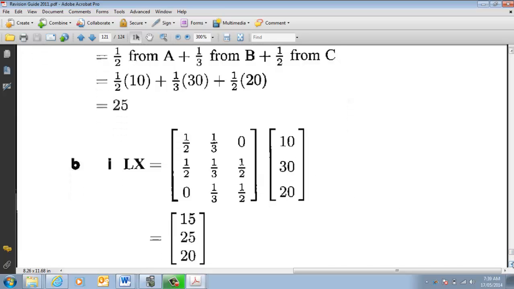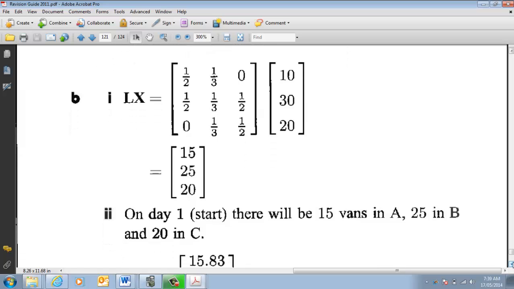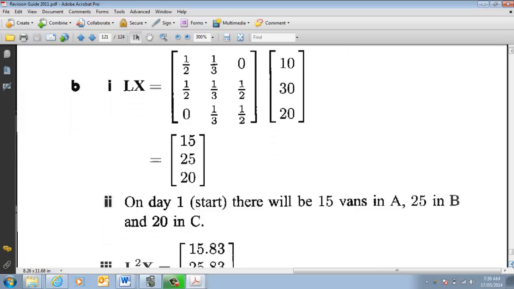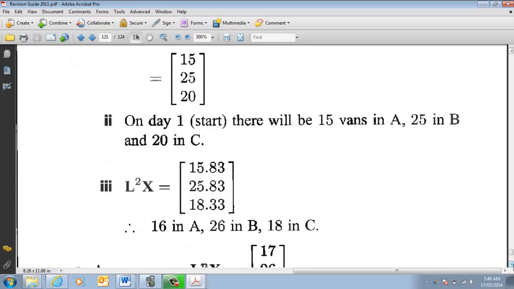You can do it in your calculator, and what that tells you is on day 1, there will be 15 vans in town A, 25 in B, and 20 in town C. Alright, then the next part says find L2X, okay, and you're going to get that answer over here. So that's obviously the number of vans in each town on day 2. So you obviously have to round that up. So 15.83 is going to become 16, 25.83 is going to be 26, and 18.33 we can assume is 18.